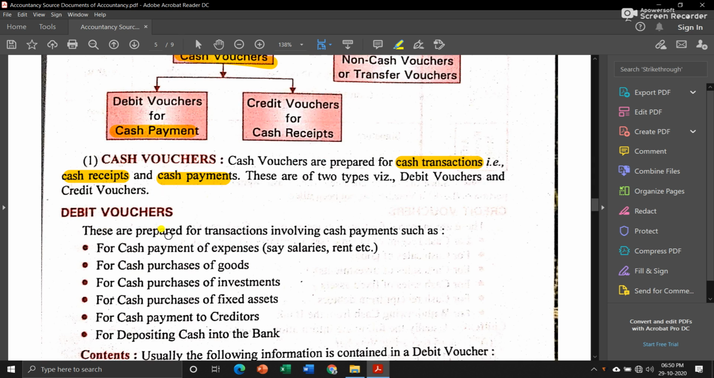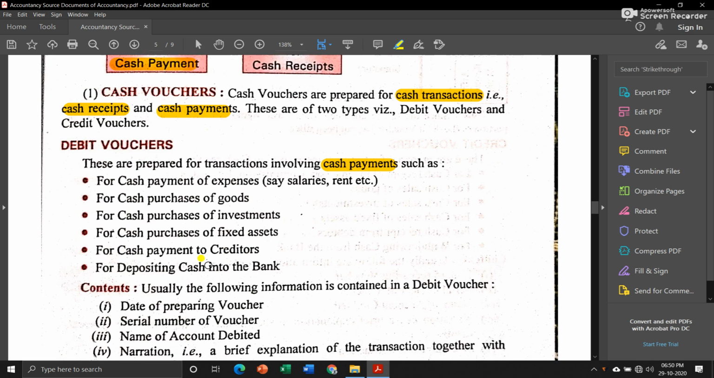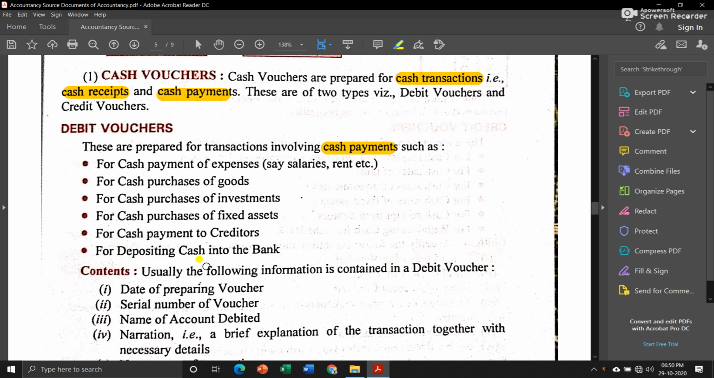Debit vouchers are prepared for those transactions which involve cash payments, such as if you have made any cash payment for expenses, for purchasing goods, for investing somewhere, for purchasing fixed assets, or if you have made any cash payment to your creditors, or for depositing cash into the bank as well, you are supposed to prepare debit vouchers. Now what are the contents of these debit vouchers?